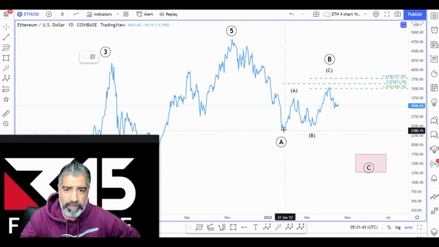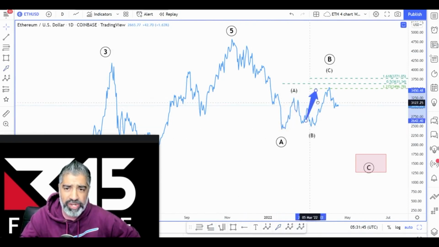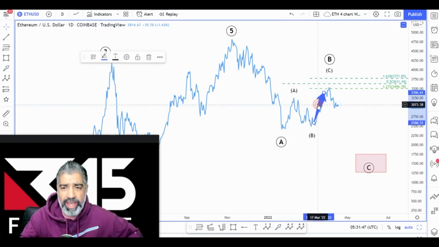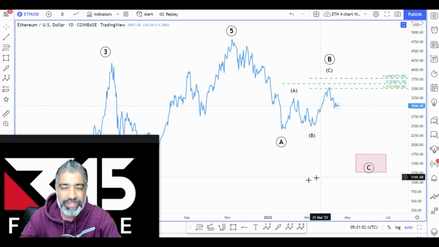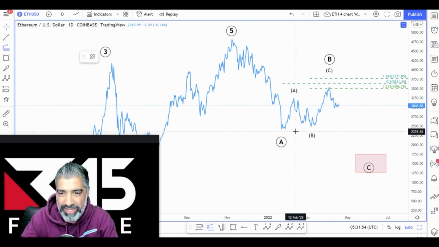So what we're going to do here is measure this wave A, and project it forward from this wave B low. It'll give us an indication, because wave A's and wave C's are normally identical. They are normally pretty much identical to each other. So I'm just going to measure this, and you'll see this here.